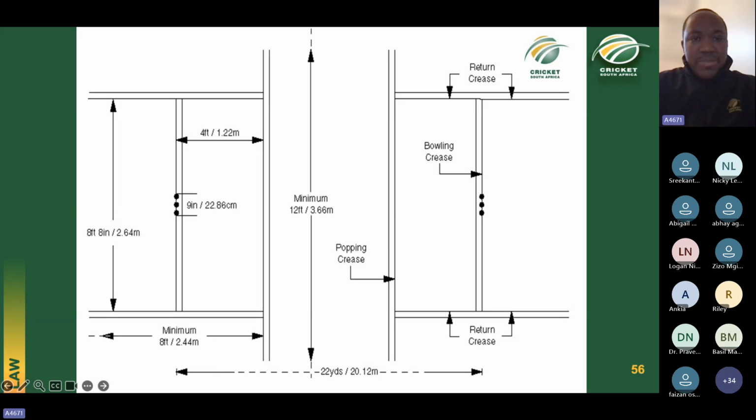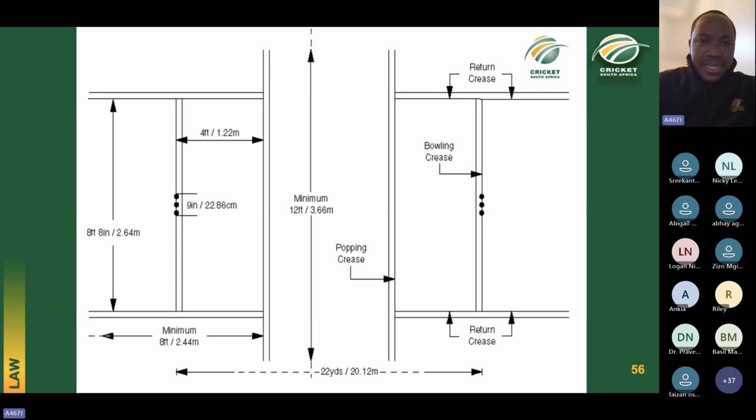If you look at those three measurements that I've just gone through, it's very easy to remember all of them as long as you remember the first one. The no ball measurement I told you between the bowling crease and the popping crease is 1.22 meters. If you multiply that by 2, you get 2.44 meters, which is the measurement of the return crease. It is the minimum measurement for the return crease. And then if you multiply 1.22 by 3, you get 3.66, which is the minimum measurement for the popping crease.